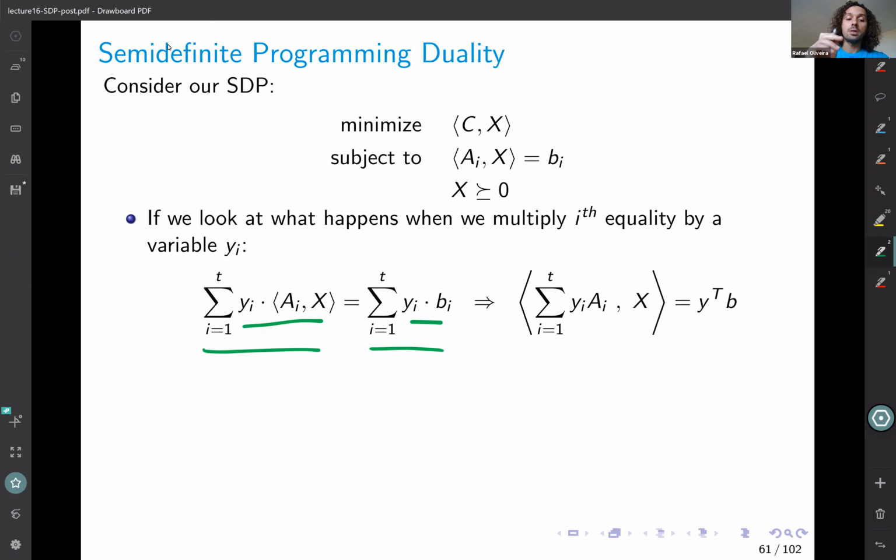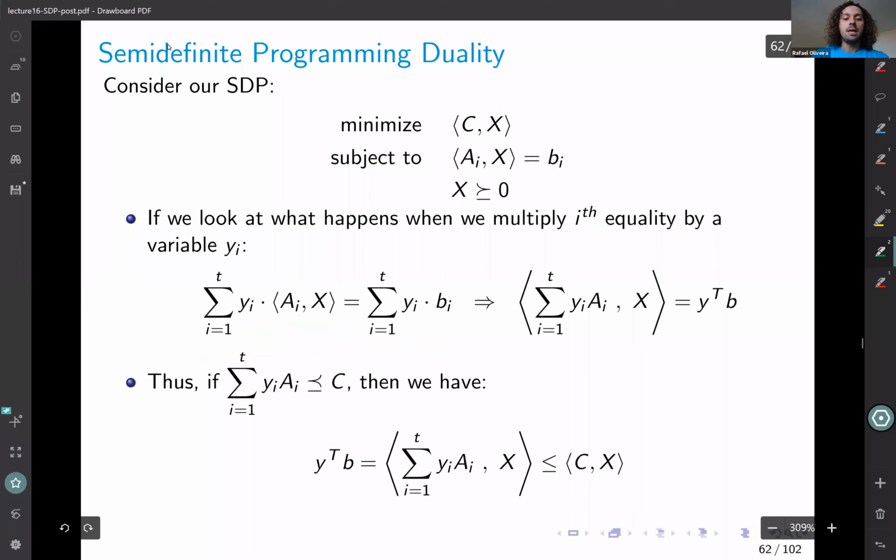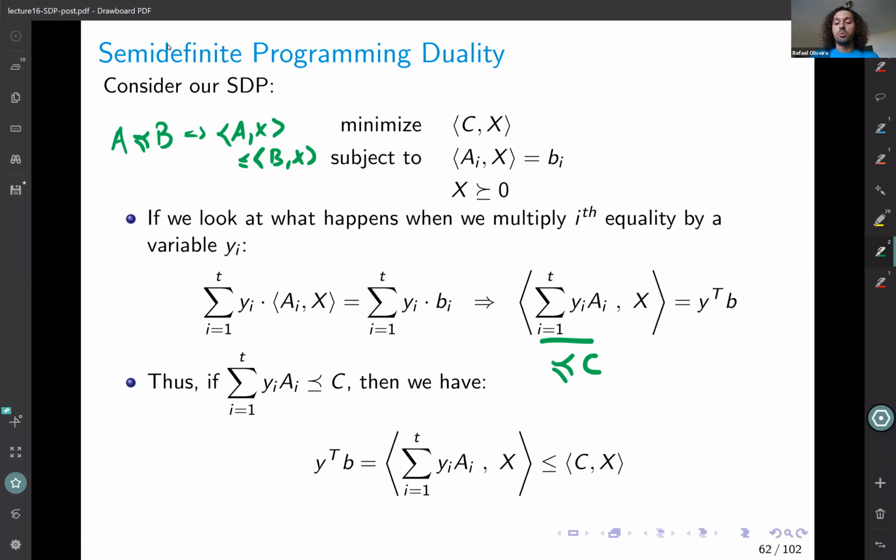it's just a regular Euclidean inner product, then I can pull the sum inside of the inner product. And therefore I have that the inner product of this matrix and X is equal to y transpose b. Now, here's the thing. If we have that the sum, this element here, is less than or equal to C in the positive semi-definite ordering, then we have that y transpose b, which is equal to this big inner product, is less than or equal to C times X. I leave it as an exercise to prove that A less than or equal to B implies that AX is less than or equal to BX.